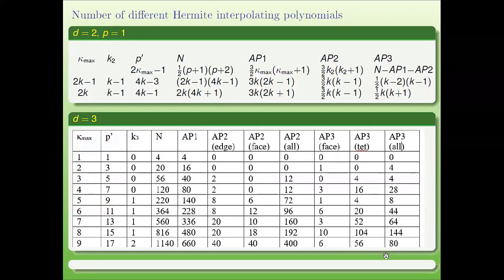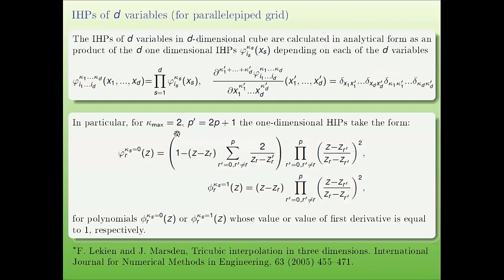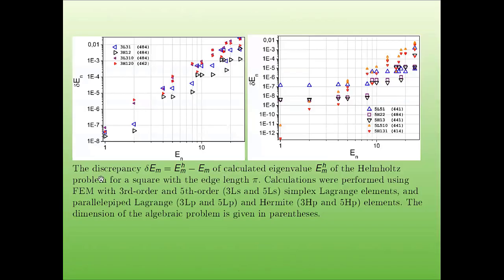This is some result of the Hermite interpolation polynomials for the two-dimensional and three-dimensional cases. Here are the other polynomials and how the types of the interpolation polynomials are given. In another case, the interpolation polynomials of the hypercube, the polynomials are given as the product of one-dimensional Hermite interpolation polynomials. This is an example of the analytical polynomials.